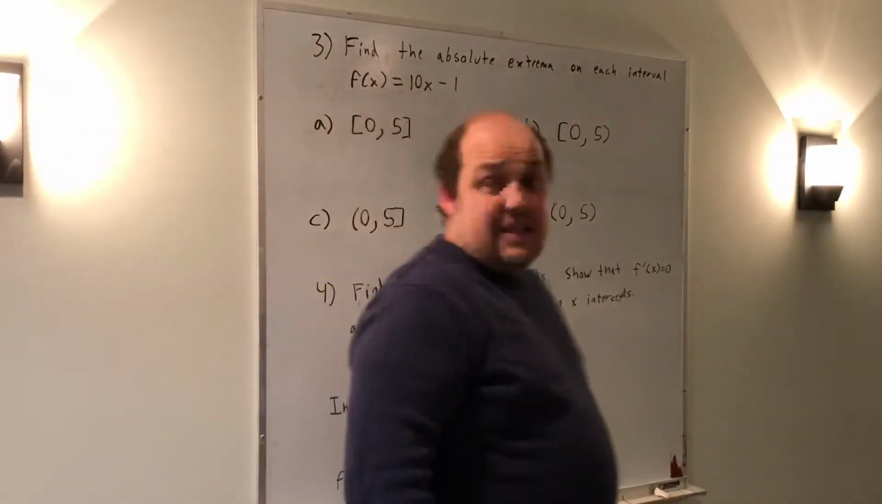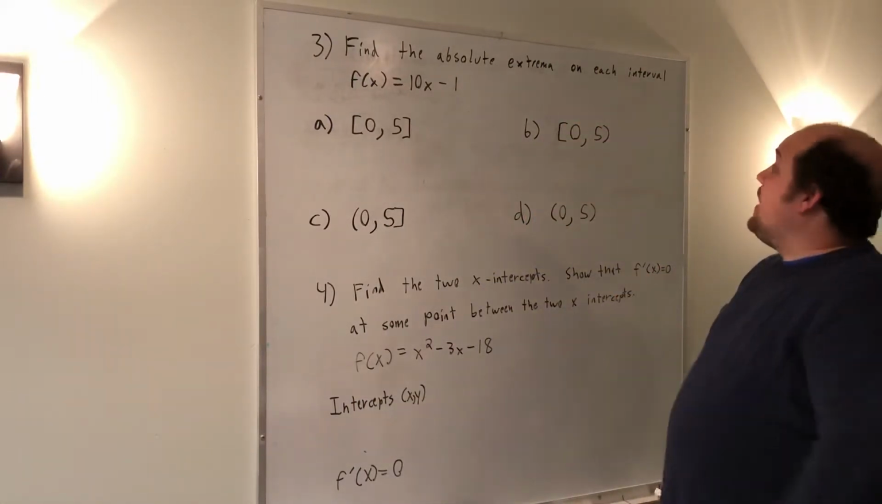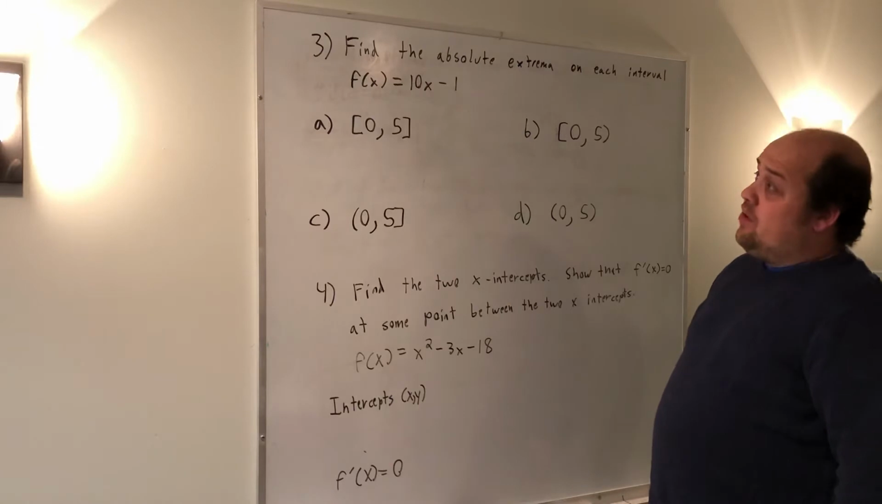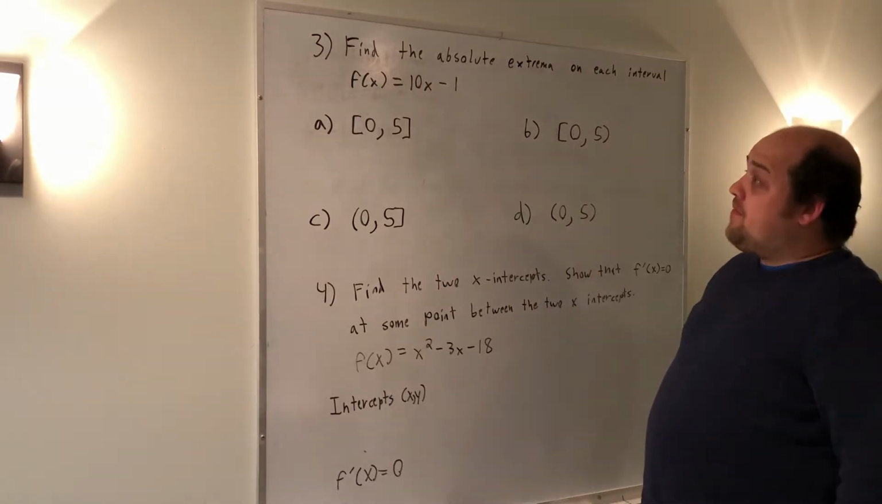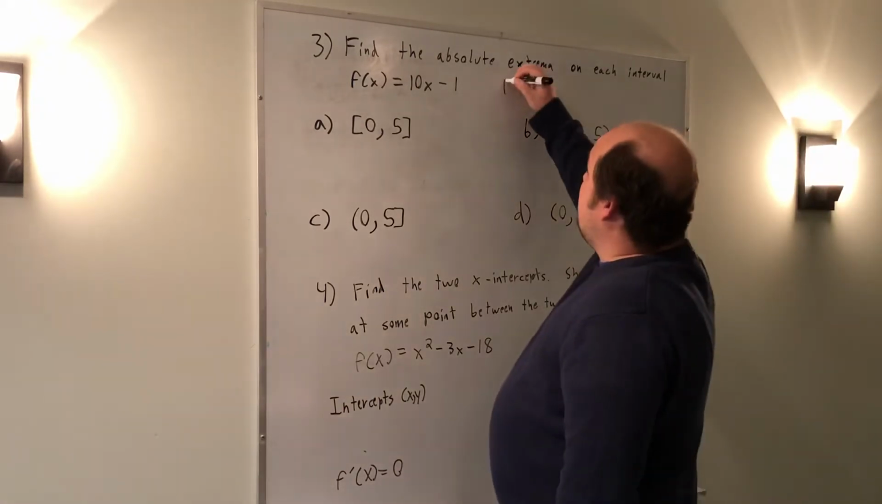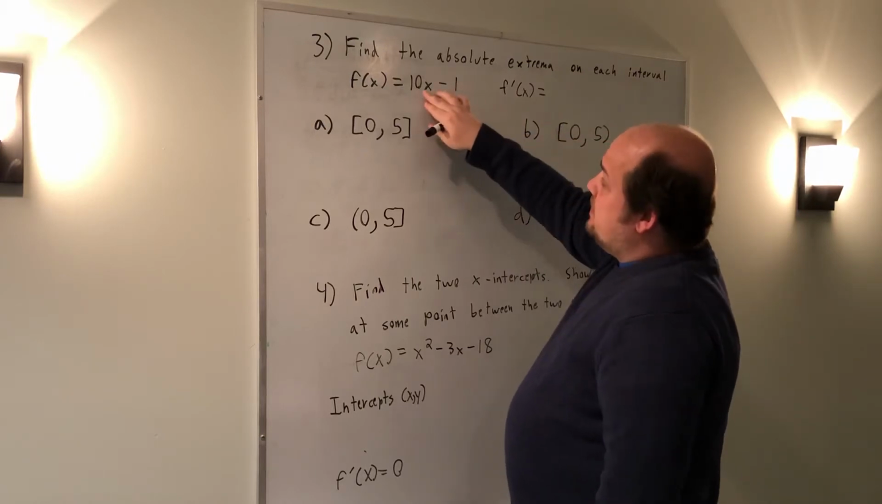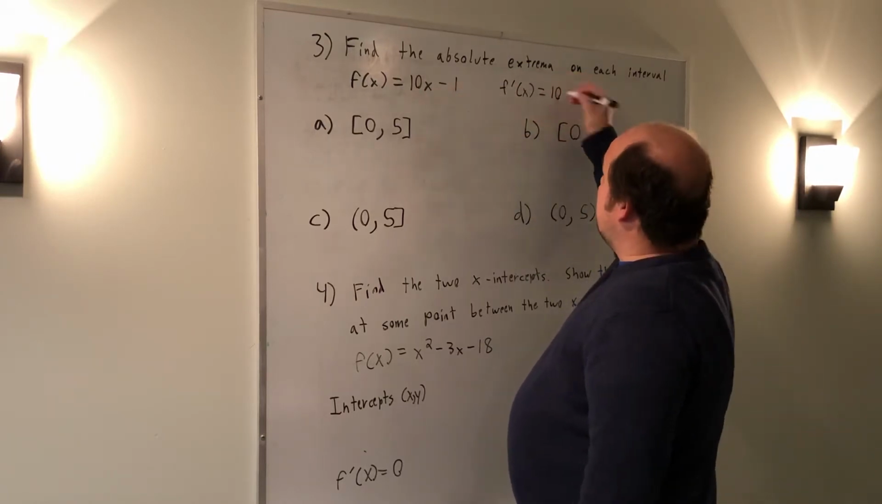Moving on in the third sample test. This next problem, number 3, says find the absolute extrema on each interval from f of x equals 10x minus 1. First thing we want to do is find any critical values. So I'm going to find f prime of x. Here the -1 goes to 0, the 10x goes to 10.